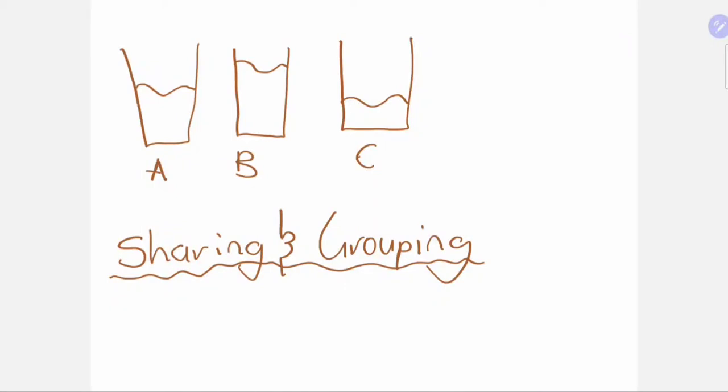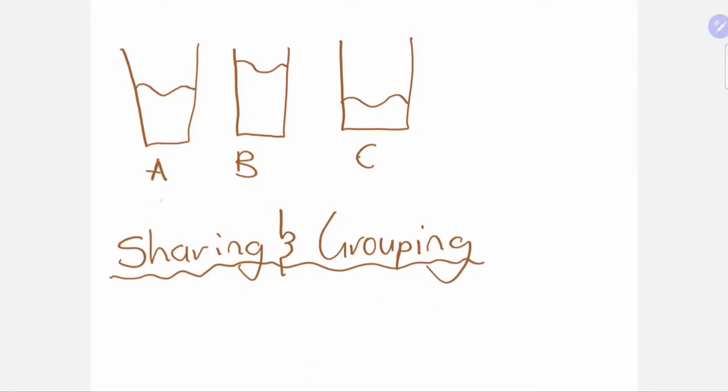You might remember from quite some time ago, we had something similar to what you're seeing here on the board. So I presented three glasses to you. Each glass had some amount of juice inside, but the juice inside each glass was not equal to the rest. So all three glasses had an unequal amount of juice inside.